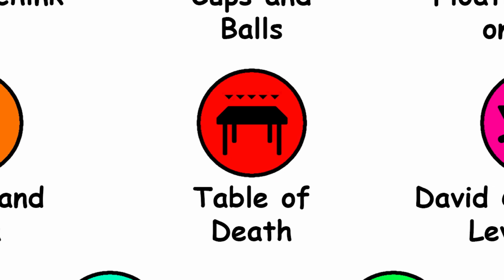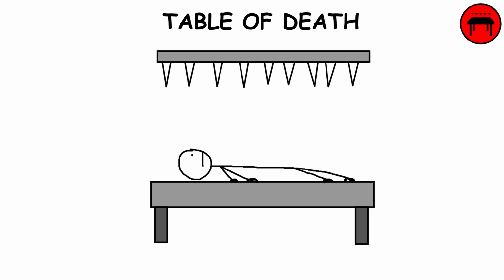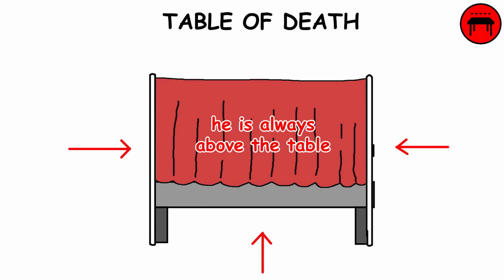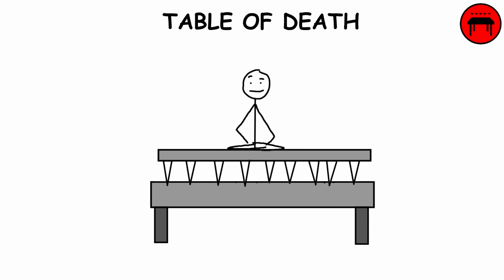Table of Death. The Table of Death is a magic trick where a performer is restrained on a table under menacing metal spikes and he must escape before the spikes fall, while concealed by a curtain. The sides and the bottom of the platform are not covered, so the audience knows he is always above the table. But when the spikes are released and the platform crushes down, it is revealed that the magician is standing on top of the platform unharmed.